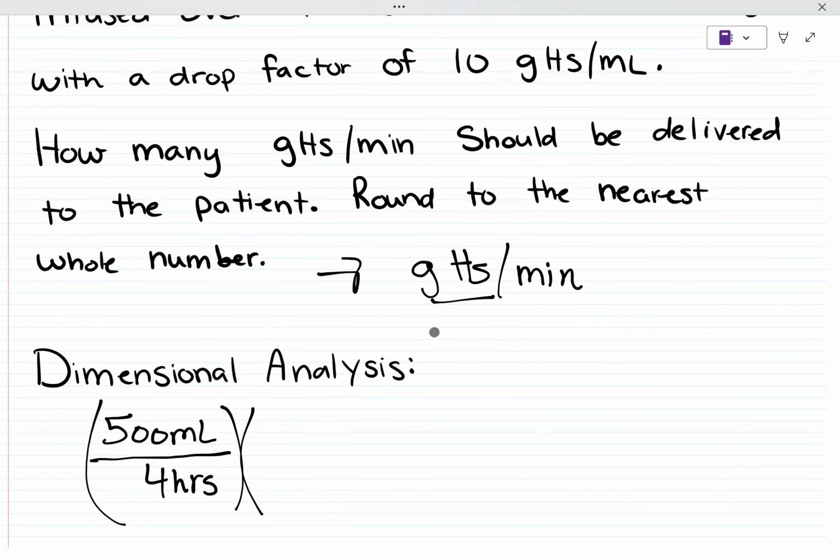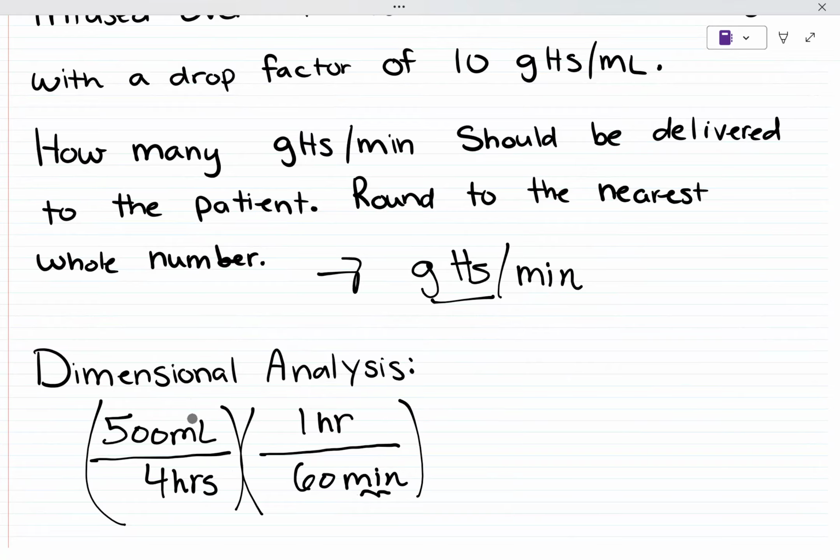So we have to convert the hours to minutes, and then the milliliters to drops. Let's start with the hours. We know in 1 hour there are 60 minutes. This is the reason I put hour on the top and minutes on the bottom, because that's the only way the hours unit will disappear. So we're good with the minutes, and it's on the bottom.